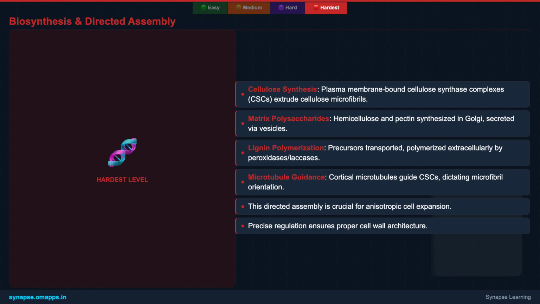Matrix polysaccharides like hemicellulose and pectin are synthesized in the Golgi apparatus, moved via vesicles and secreted. Lignin precursors are made in the cytoplasm, transported to the wall, and then polymerized extracellularly by enzymes like peroxidases and laccases. Crucially, cortical microtubules just beneath the plasma membrane guide the movement of CSCs, precisely dictating the orientation of cellulose microfibrils. This directed assembly is vital for anisotropic cell expansion and establishing the correct cell wall architecture, ensuring proper plant development.